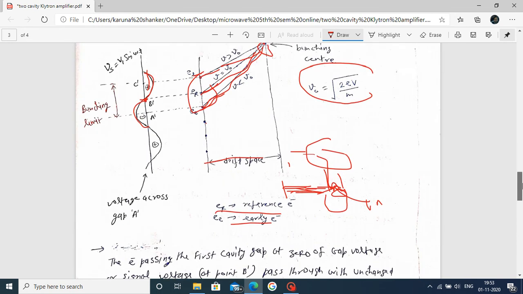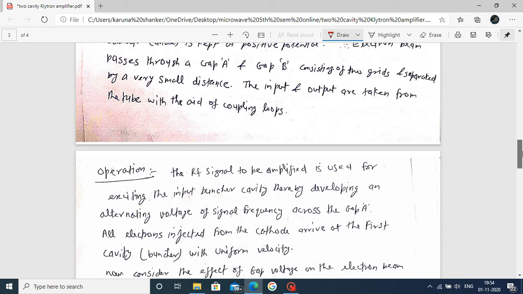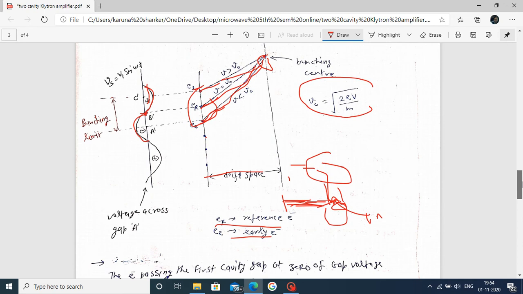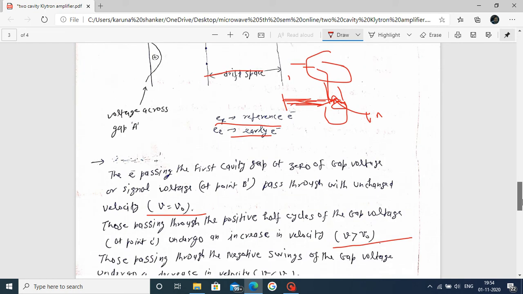Also, one of the questions is asking what the bunching process is. Now, the bunching process is also described by this Applegate diagram. The electron velocity is changed, meaning in the positive half cycle it increases, where gap voltage is 0 the velocity is unchanged, and in the negative half cycle the velocity decreases. As a result of this action, the electrons form a bunch. That is, the electron bunching process is associated with this velocity modulation.